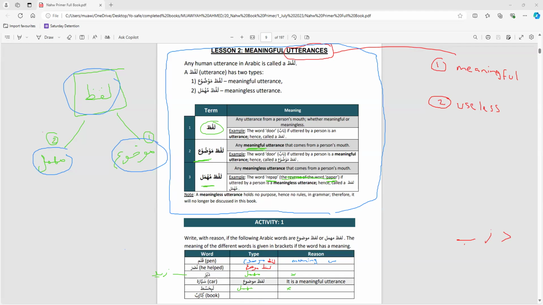And then finally, kitab. Kitabun means book. So is that mawdu or muhmal? Mawdu. Clearly it's mawdu because it has a meaning behind it. Then is that clear? Ji, it's clear. Any questions? Nope, no questions. Moving on now.